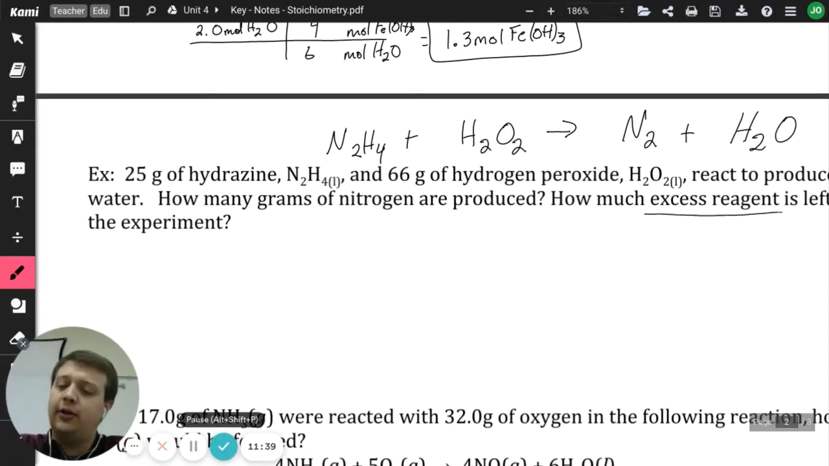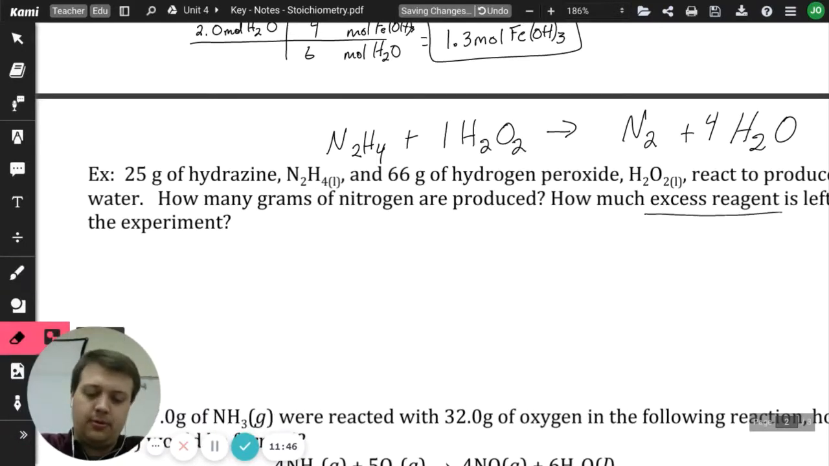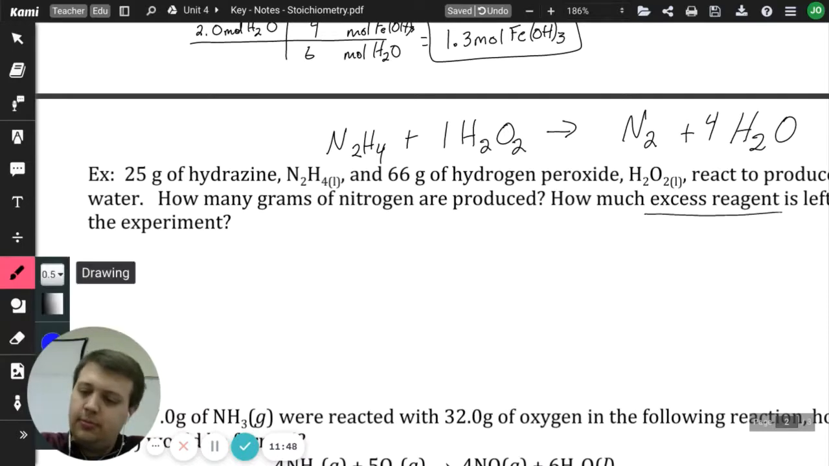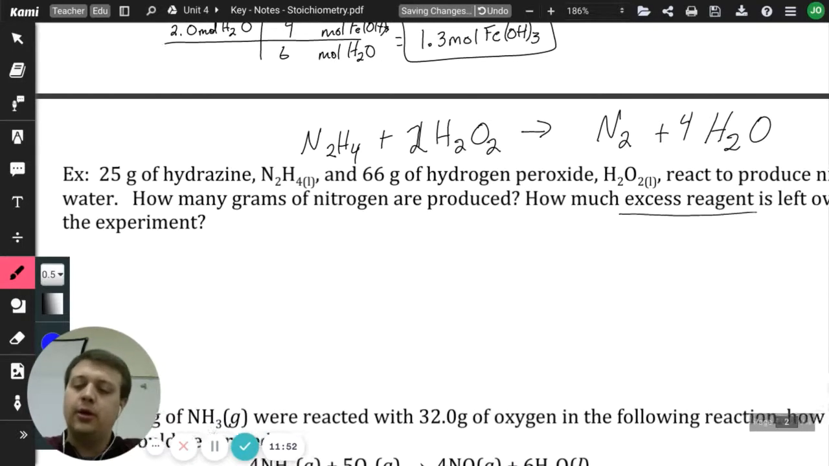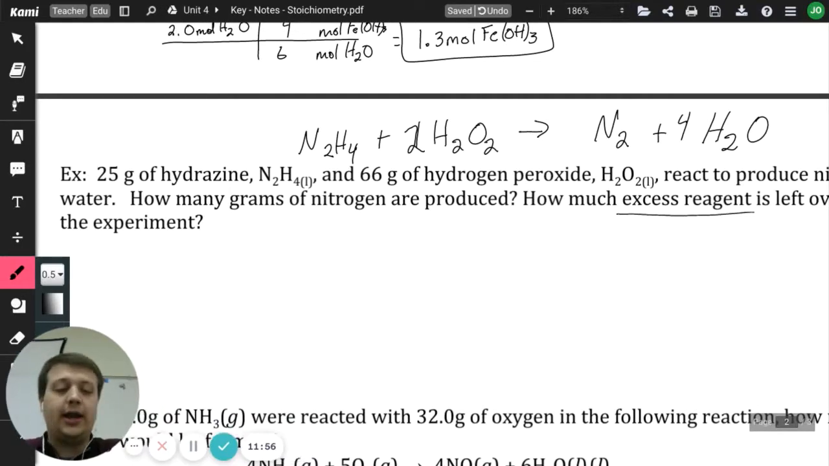Go back in and balance. We're going to need a 2 here, and a 2 there. Okay? So now we've got our balanced chemical equation. So now let's go ahead and plug in our numbers and start solving this problem.